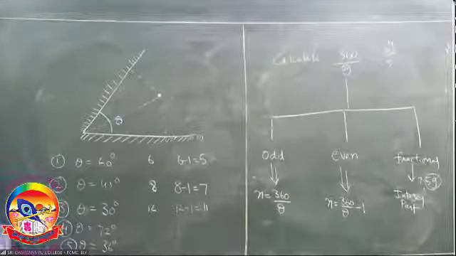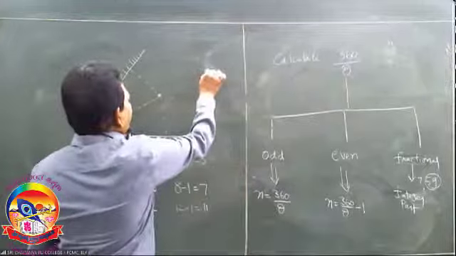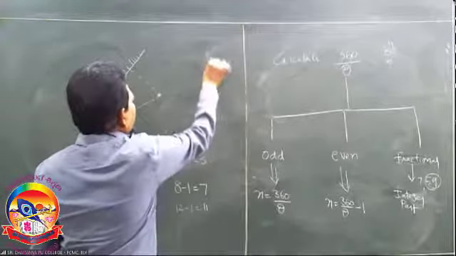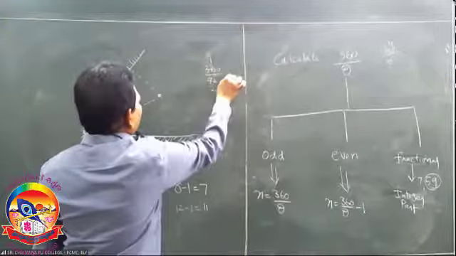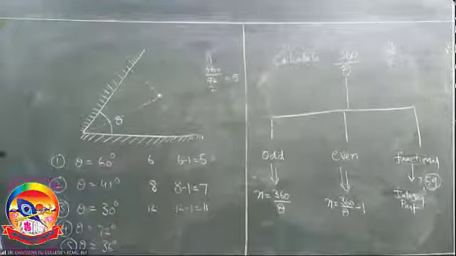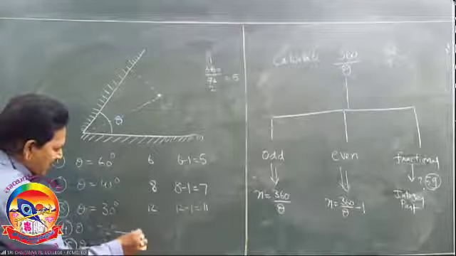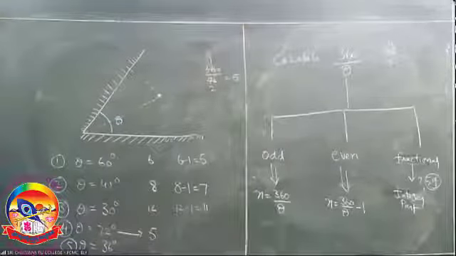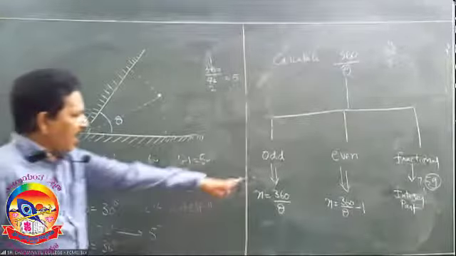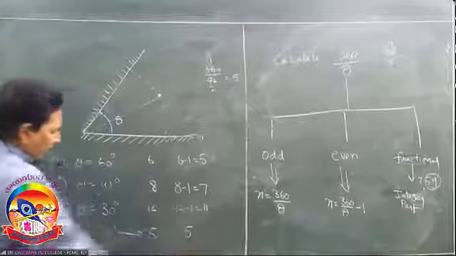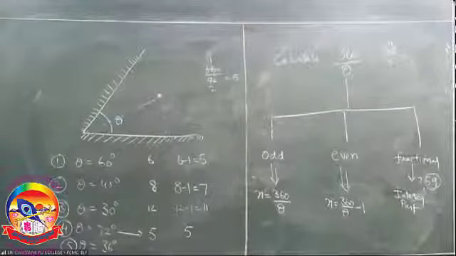72. 360 by 72. 36 1s are 36, 36 2s are 72. 10 by 2 means how much? 5. So the number of images in this case is 5. So 5 is even or odd? That is odd. No need to change. Number of images is equal to 5 only.